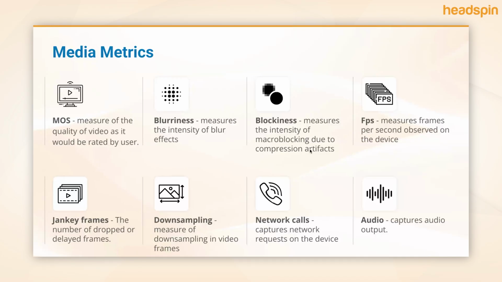Then we have frames. We are capturing device level frames, so during a video stream we'll be able to understand what frames are observed at that time. Next is janky frames. This is where you'll be able to identify any frame drops happening. For example, when you're streaming or doing a live video call, if the frames are dropping and you see the image frame by frame, that will give you a bad experience. So this metric will help you understand the frame drops.